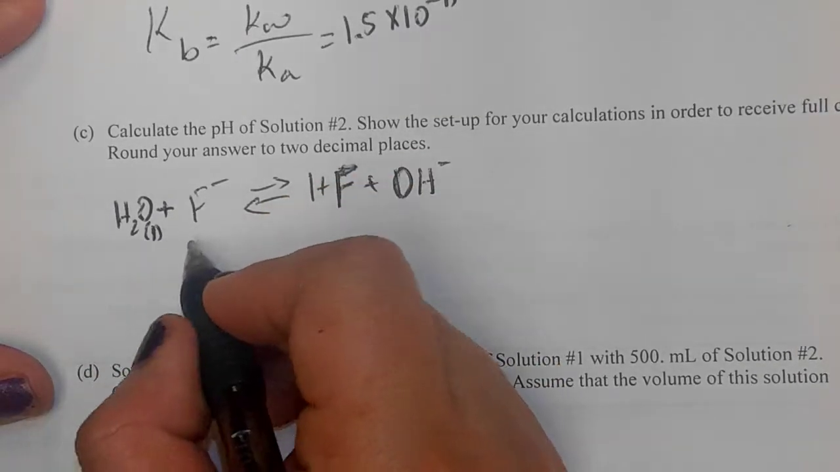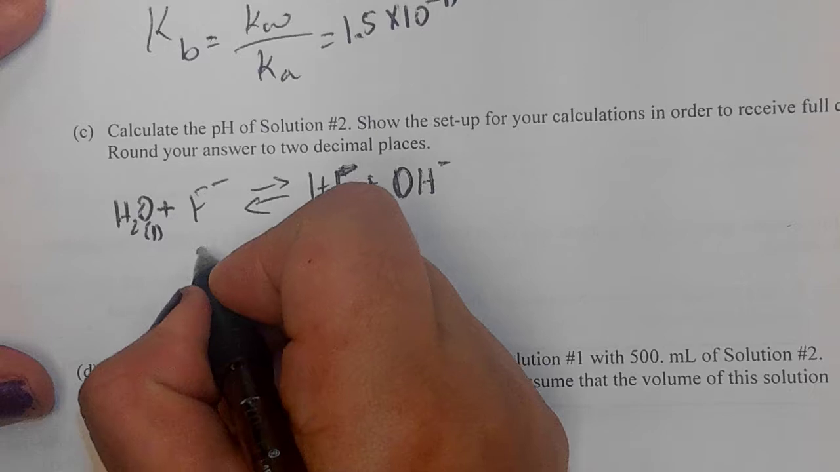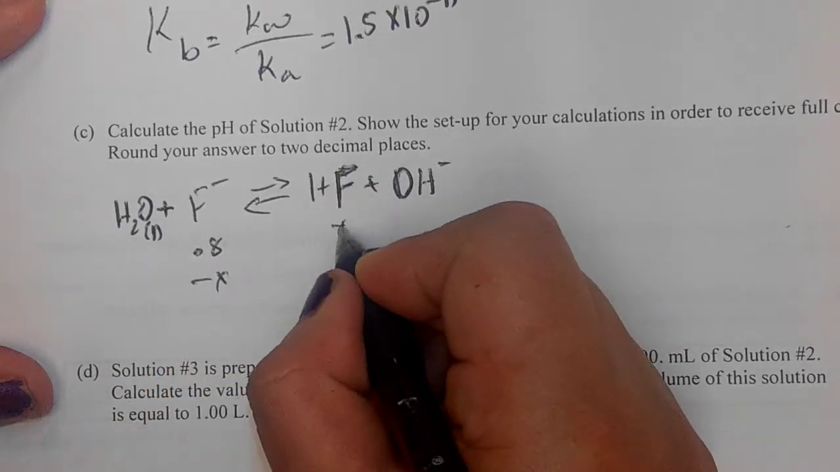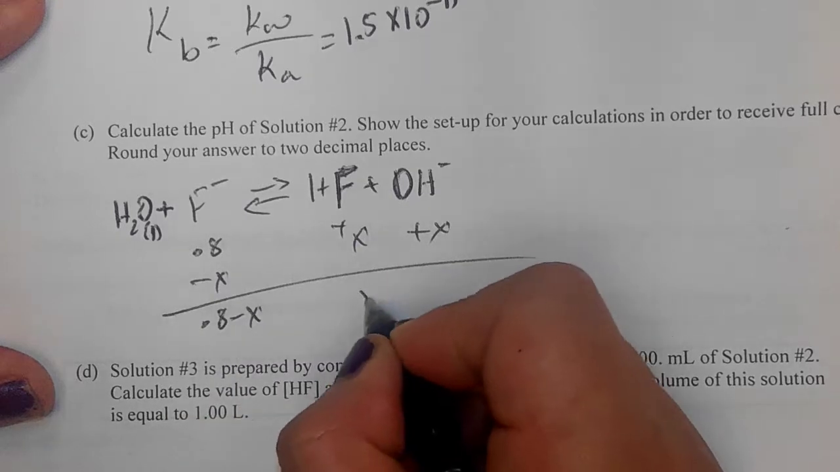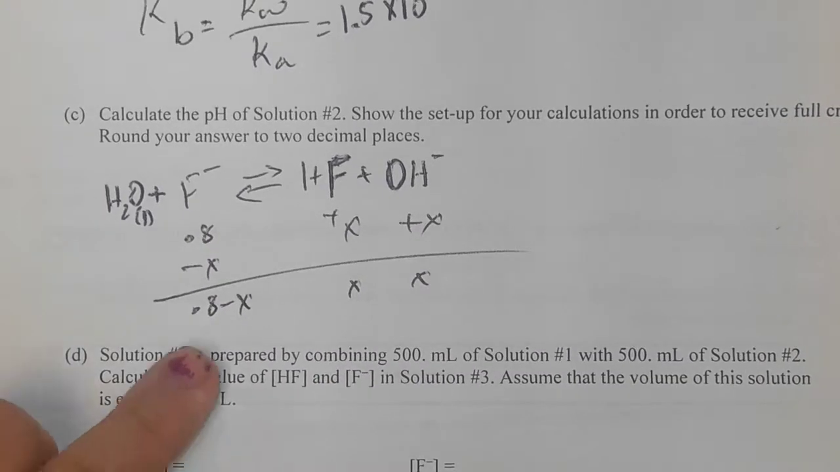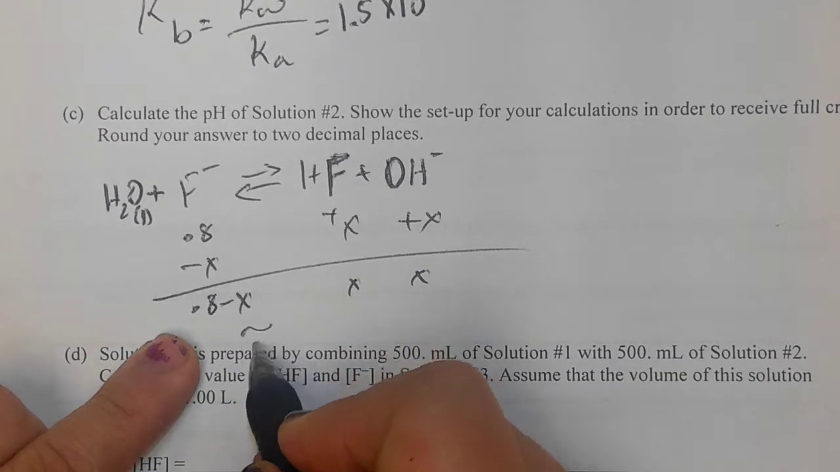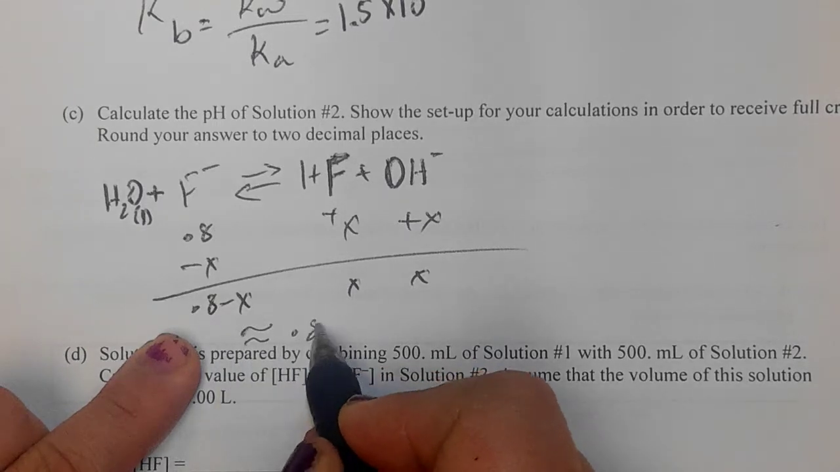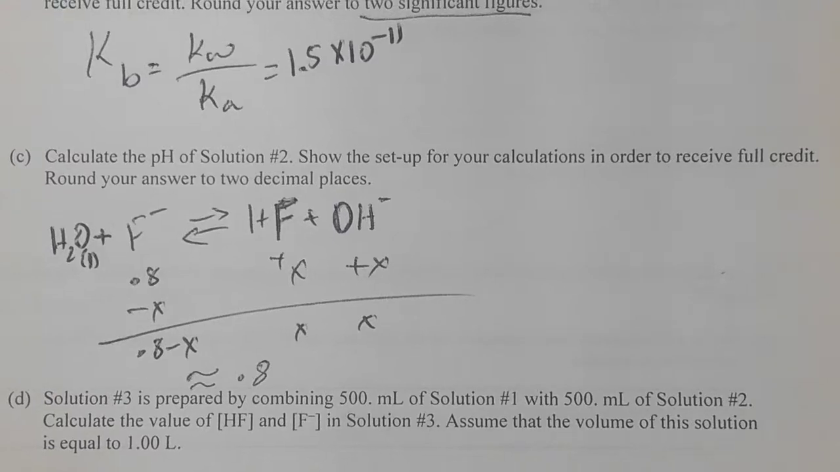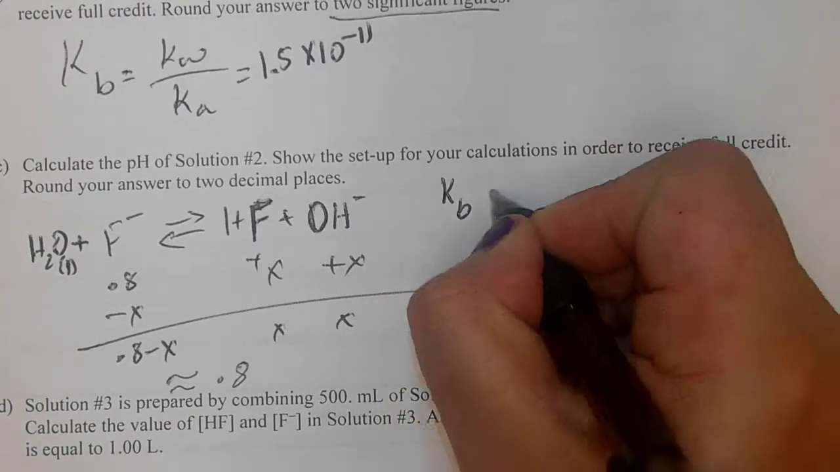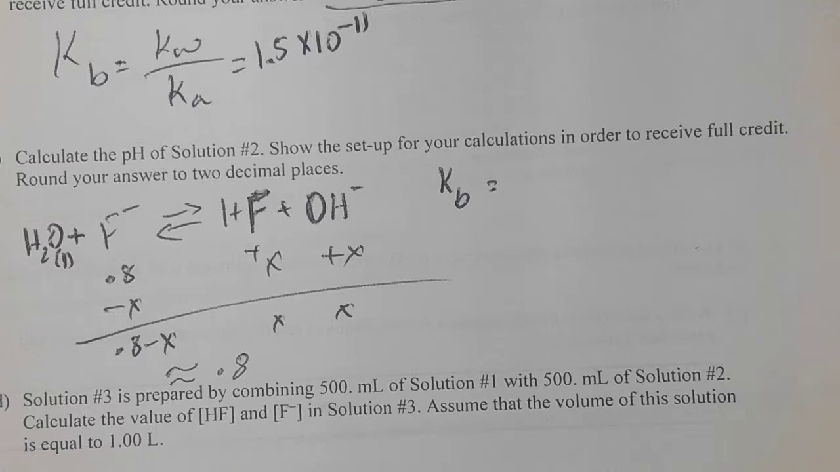Now water is not part of the icebox. Remember that one? 0.8 minus x, plus x, plus x. So we're going to say 0.8 minus x, x, x. And remember, I need a sentence of assuming that it was just 0.8 before you can calculate it. Once calculated, you're going to get what? Then you're going to do the Kb equation, and then you're going to solve.